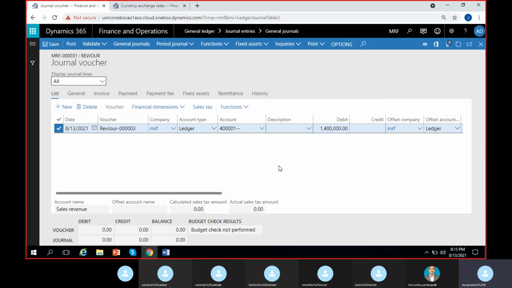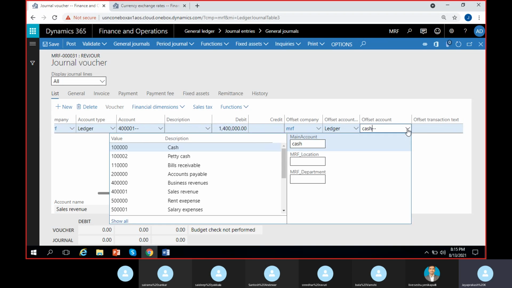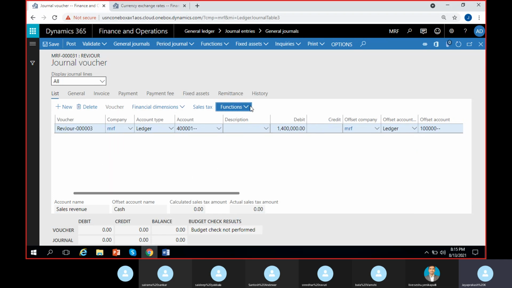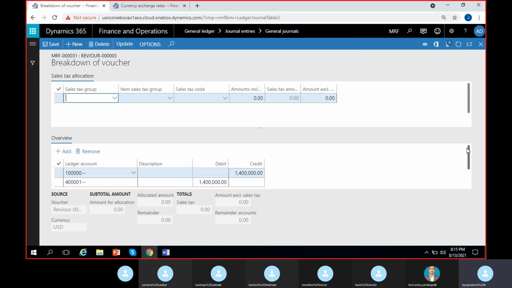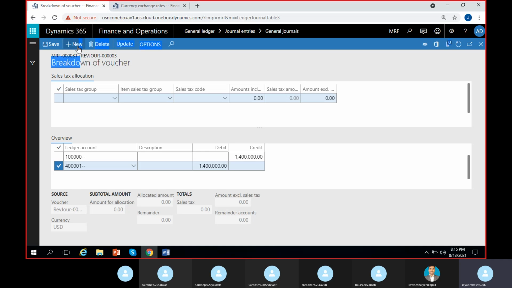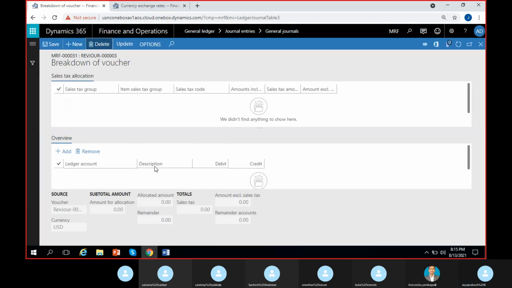Actually, I can give one by one separately. I'm just trying to do this breakdown of voucher functionality. I'll use that breakdown of voucher functionality. I'm using cash account here. Okay. Now I will use these functions, breakdown of voucher. Come down. So I have this 14 lakhs here. So in this, I'll just create new. I'm creating this one. This is not needed. I lost everything.